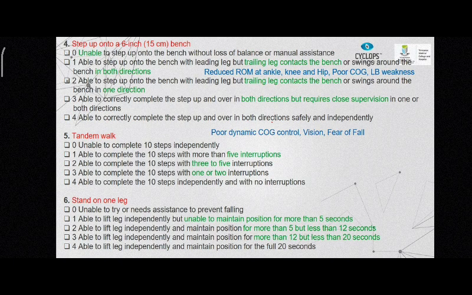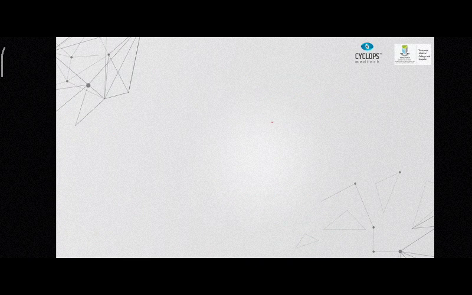Next, we ask the patient to stand on one leg. I will not go into detail, but if he is unable to maintain the position for more than 5 seconds, then we can say that he has poor dynamic center of gravity control. The vision might be impaired and he might have fear of fall.